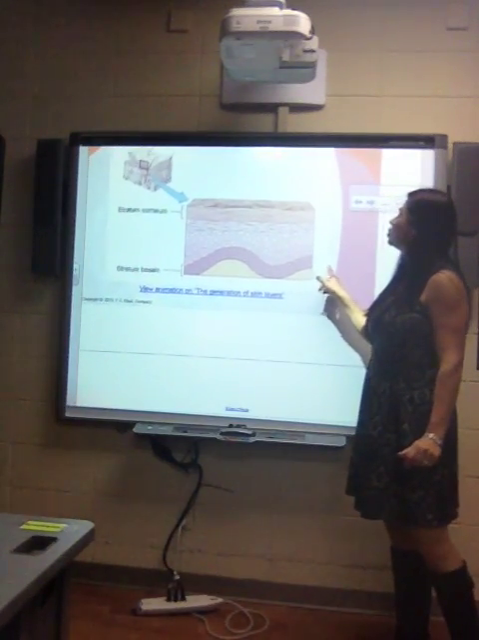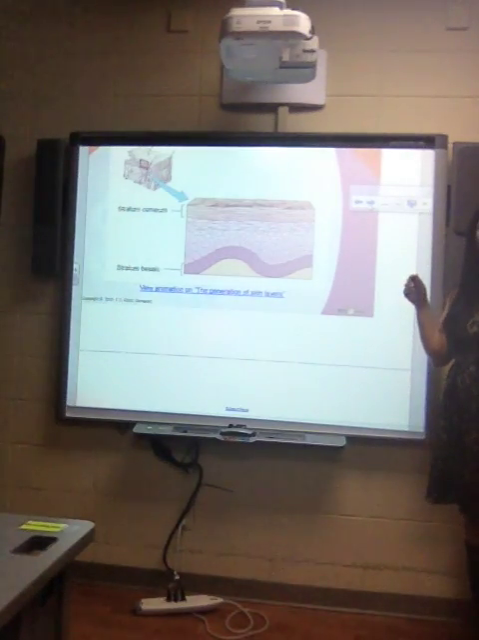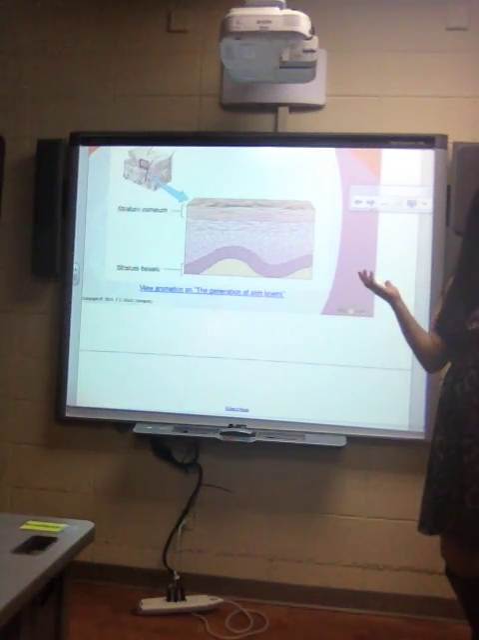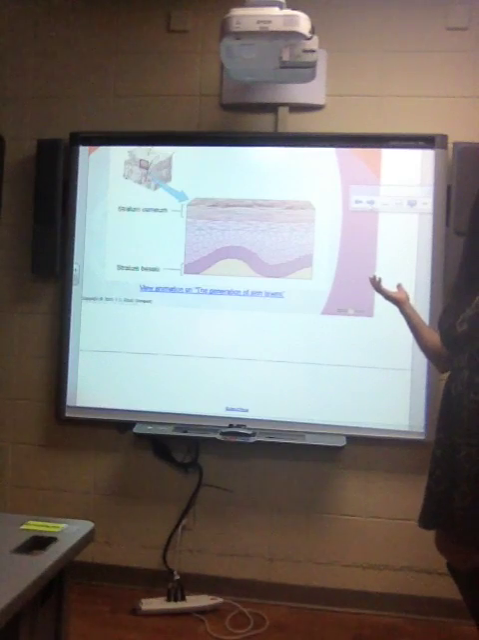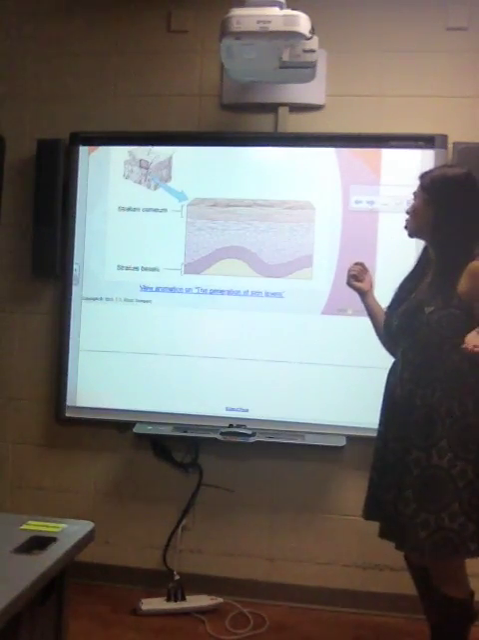Going back to Chapter 2, I believe, tissues, talking about the different types of tissues. Well, skin is definitely your stratified, so that means how many layers? Many, so a bunch, multiple, not single. So skin is definitely stratified.